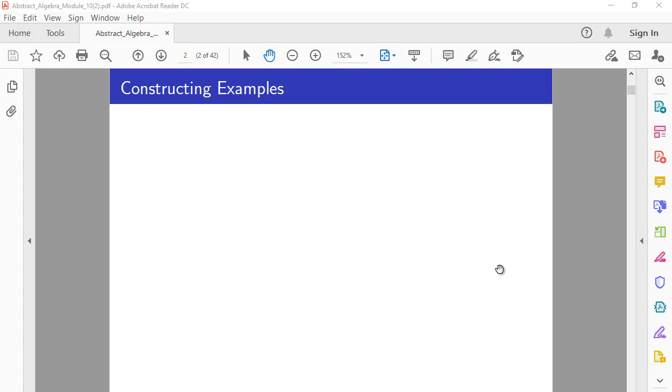Today we will be looking at how to construct new groups based on given known groups.